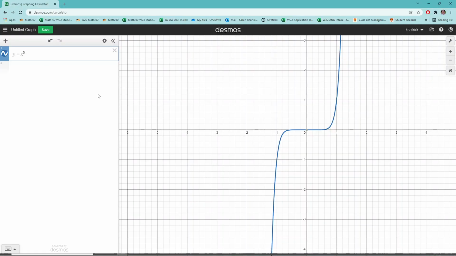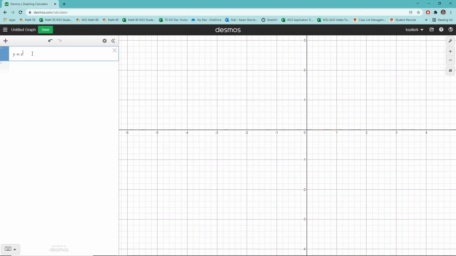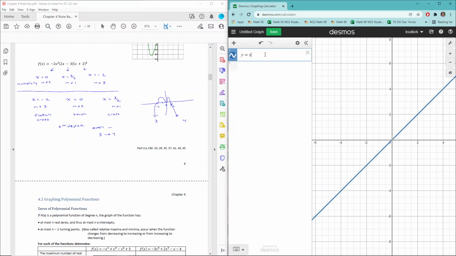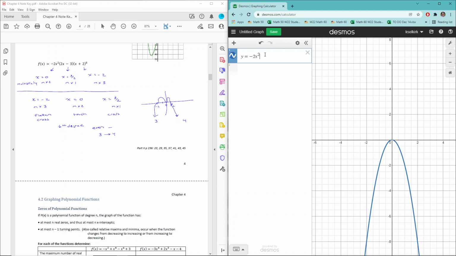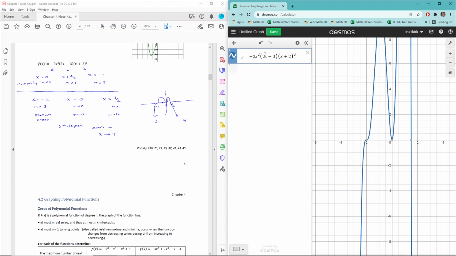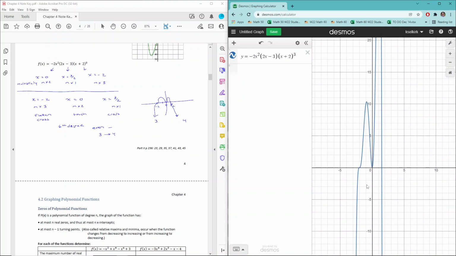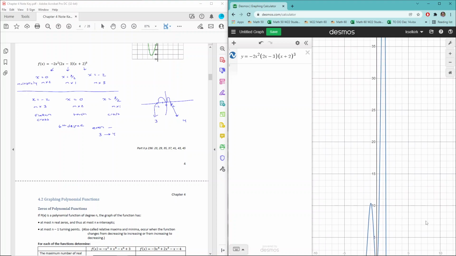So if I open my Desmos, right, just move that over. So the equation is y equals negative 2x squared times 2x minus 3 times x plus 2 all cubed. All right, close? I don't know. Let's see. Well, starting quadrant 3, ending quadrant 4. It flattens out at the x-intercept of negative 2. It touches at 0, and it passes through at 3/2.